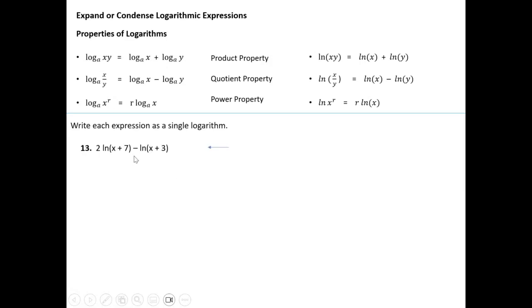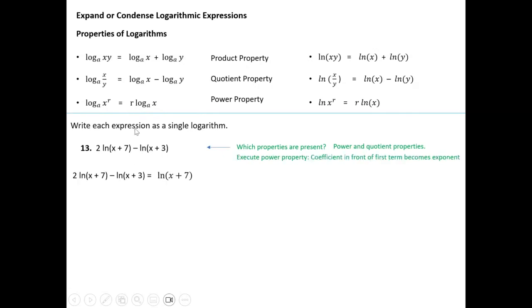Okay. So for example, here is the other end. We have the quotient property and also the power property, because now we're going to go the other way. It's expanded. We're going to put it in condensed form. So first, the exponent here is going to go to the top. The number in front becomes your exponent, it goes to the top. Then we just break down the ln of x plus 3. Now we're going to apply the quotient rule. Put them under one log, so it's going to be x plus 7 squared over x plus 3.